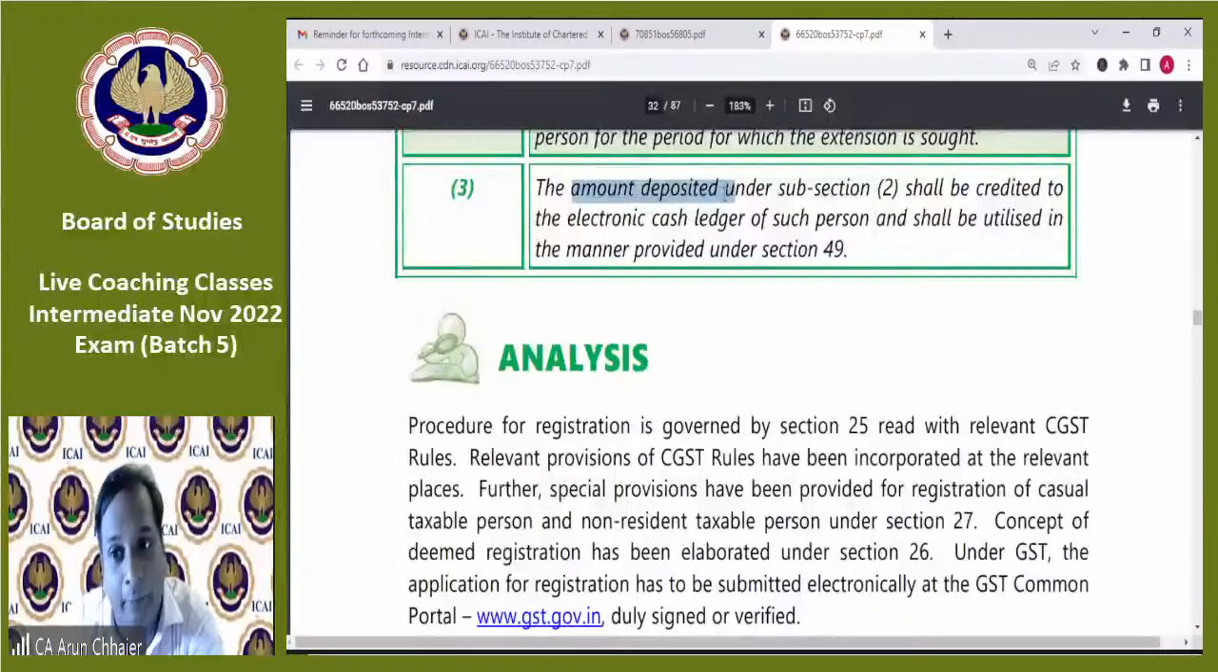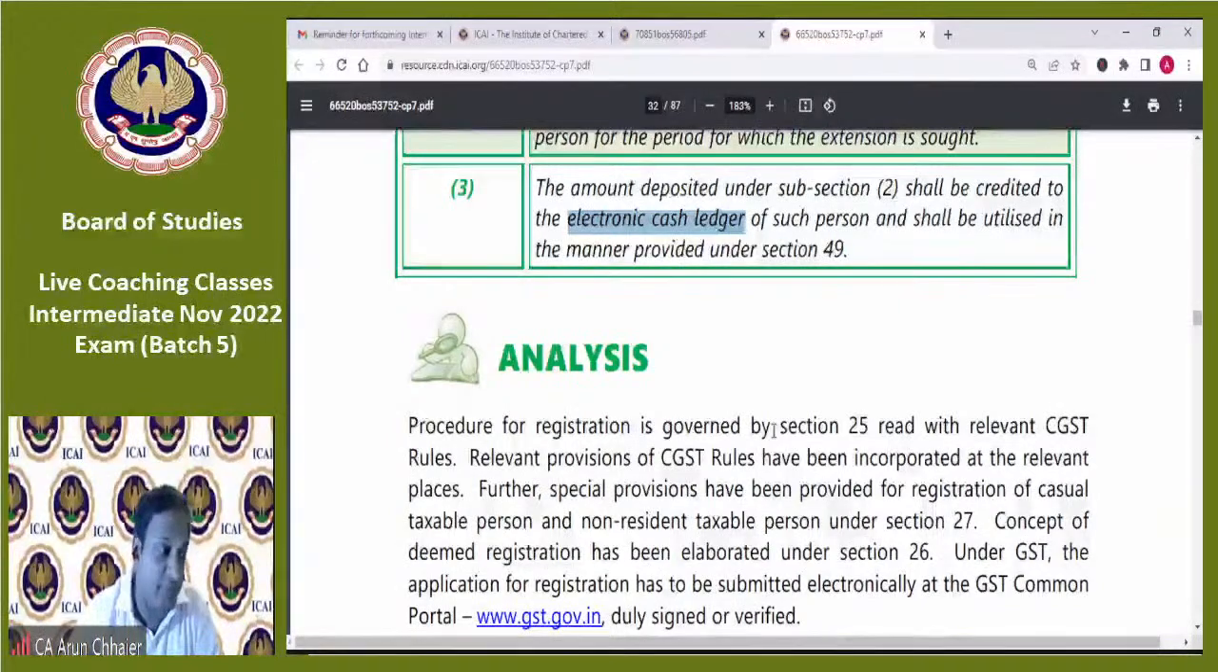Whatever the amount which I am depositing, let's say Mr. A is coming to Delhi and he is depositing, it will be credited to the electronic cash ledger. And how it will be utilized? It will be utilized in the manner which we have discussed in the ITC chapter, section 49 subsection 5. I hope you all remember 49.5, rule 88A, 49A, 49B. All the provision of setting which we have discussed in the same manner that will be utilized.